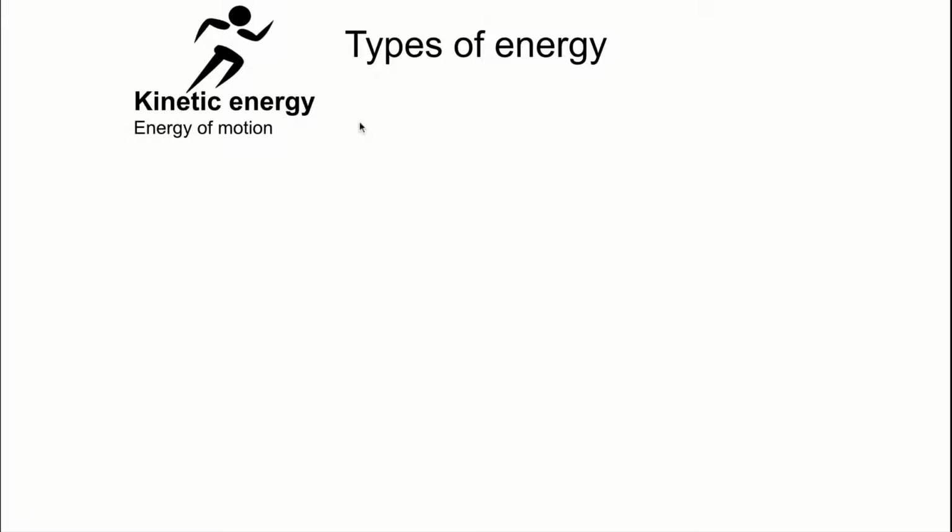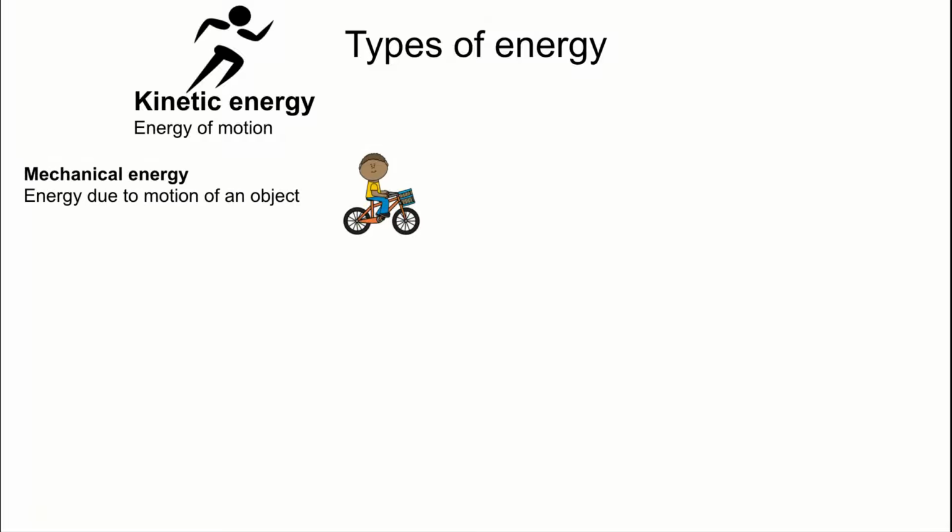There's a bunch of different types of kinetic energy, energy that's related to motion. The first is what you're probably thinking about, moving your body or moving an object. This is mechanical energy. When you pedal your legs, when you move the wheels of a bike, this is mechanical energy, energy due to the motion of an object or the motion of your own body parts.